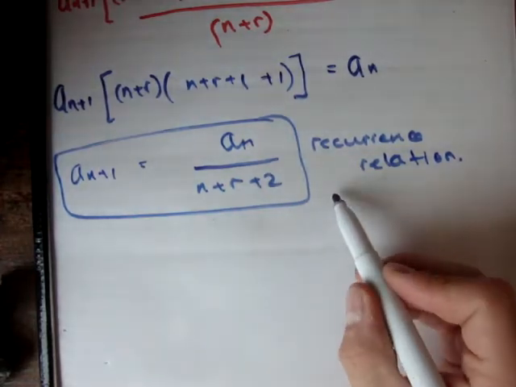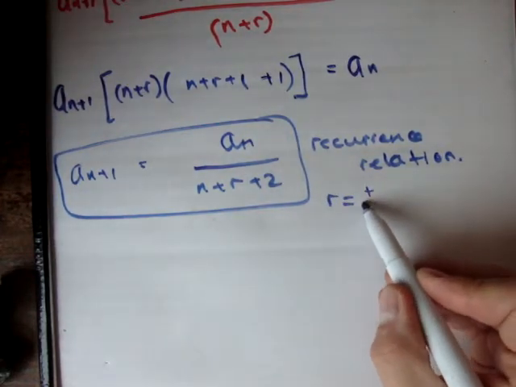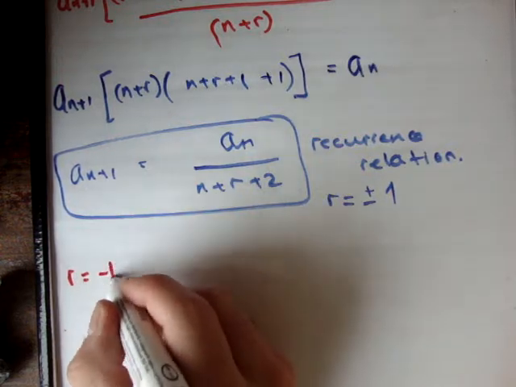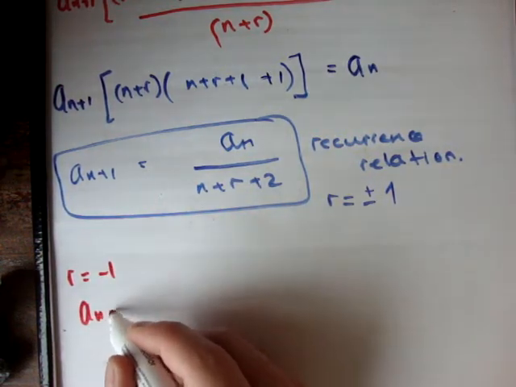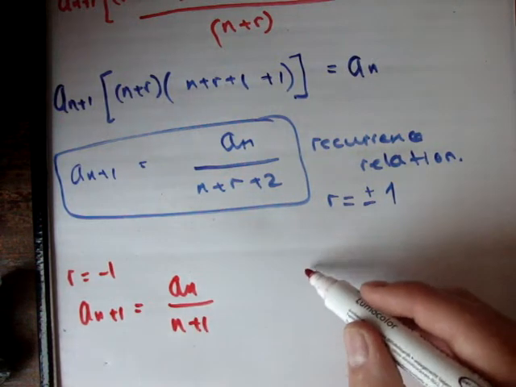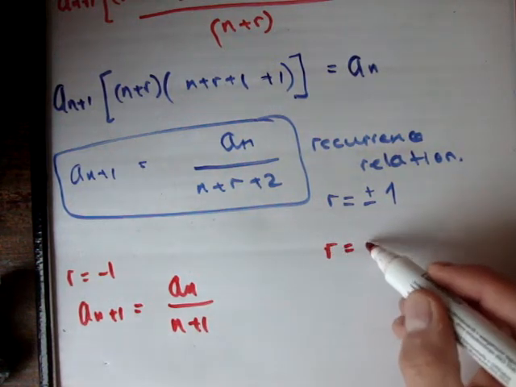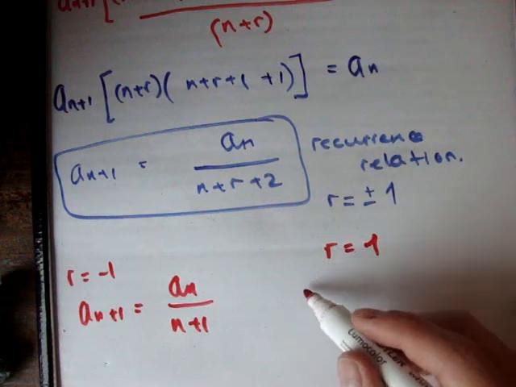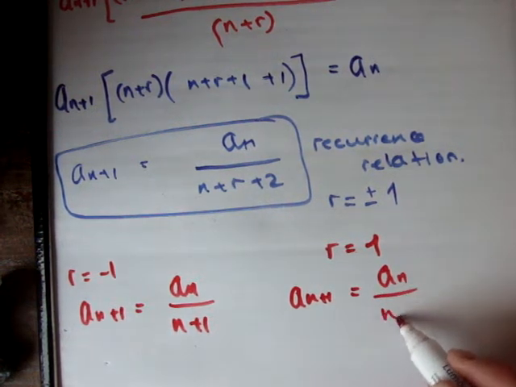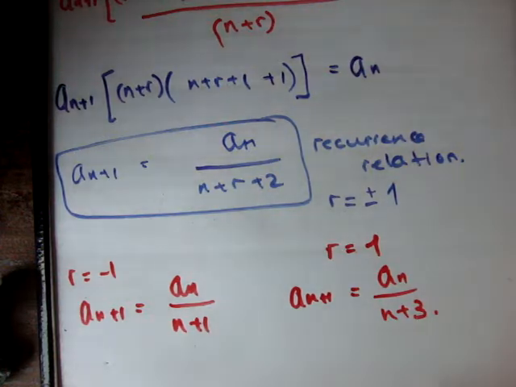But of course we know at this stage that we have two values for our indice r, plus or minus 1. So as a result we'll actually have two different recurrence relations. We'll have the recurrence relation for r is equal to minus 1, which says that a_(n+1) is equal to a_n over n plus 1, and we'll have the recurrence relation for r is equal to positive 1, and that's going to be a_(n+1) is equal to a_n over n plus 3. Alright, that's pretty straightforward stuff.